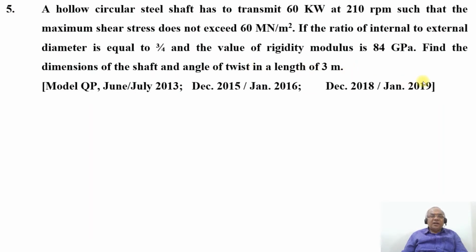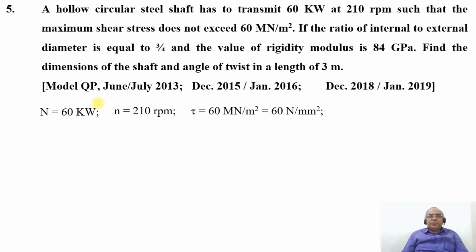This problem has been asked several times, maybe it will be asked again. So here, first we are going to take up the data. The shaft has to transmit 60 kilowatt, so capital N will be equal to 60 kilowatt and small n will be equal to 210 rpm. And the maximum shear stress, which is tau max, will be equal to 60 meganewton per meter square, which will be equal to 60 newton per mm square.